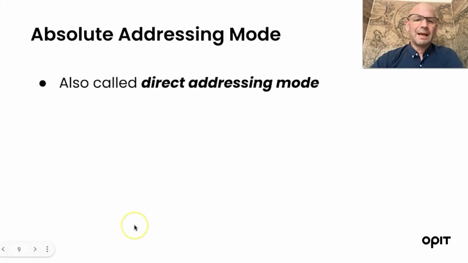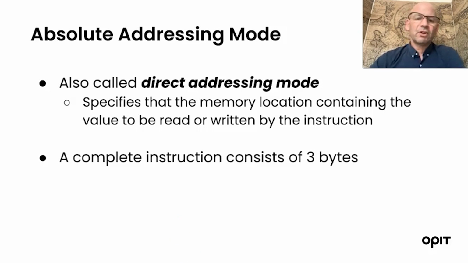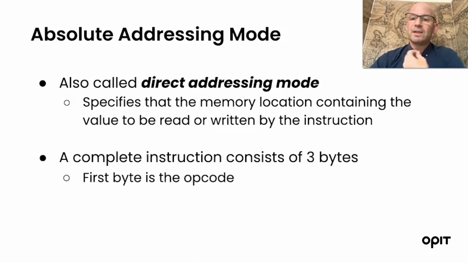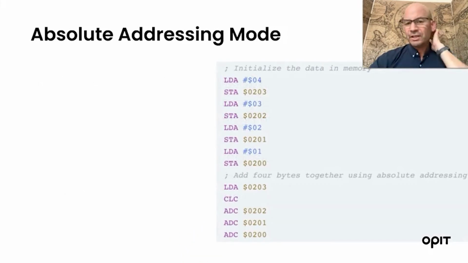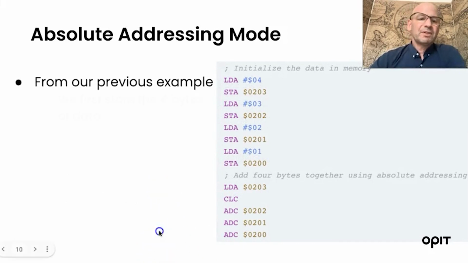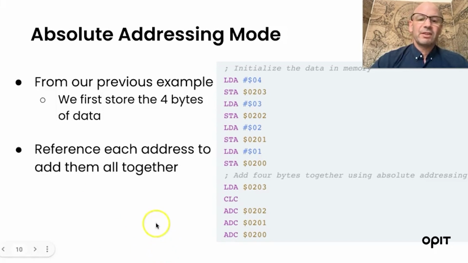The next addressing mode is absolute addressing mode, also called direct addressing mode. It specifies the memory location containing the value to be read or written by the instruction. So rather than the actual value itself, we're pointing to a location where that value is. A complete instruction then consists of 3 bytes: the first byte is the opcode, then 2 bytes for the address to be read or written. Here's an example using HDL. From our previous example, we first store the 4 bytes of data, and then reference each address to add them all together.